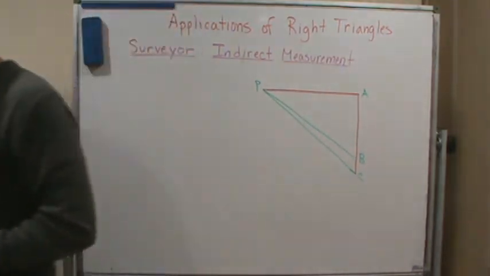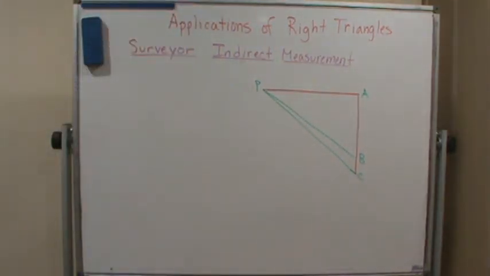Now you may notice something about what we have here. BC is equal to AC minus AB. So we need to find AC and AB.